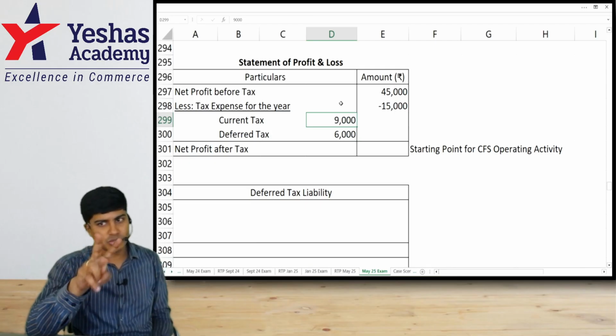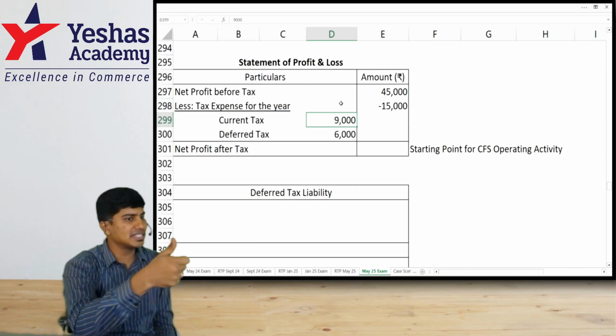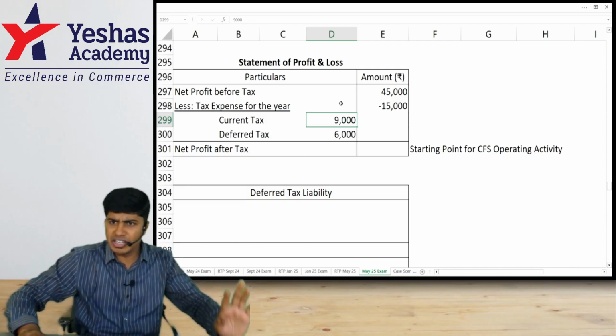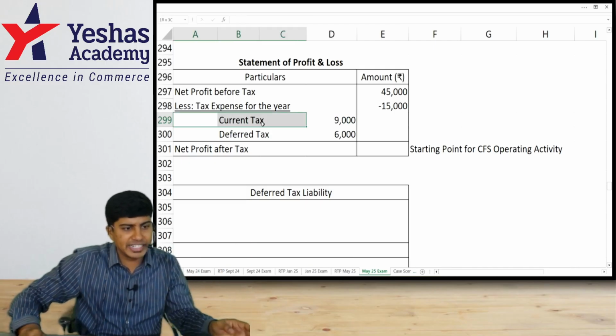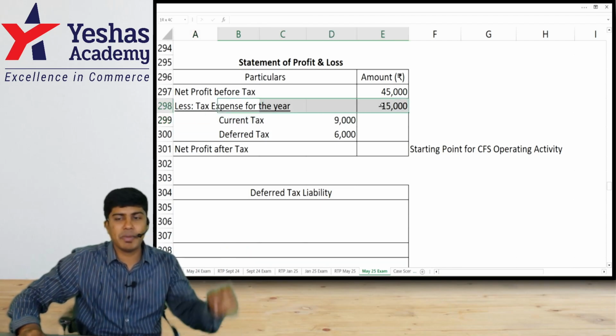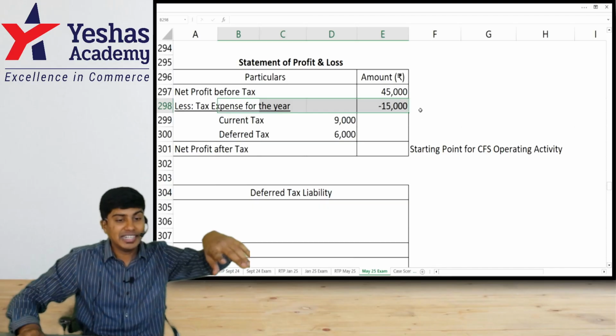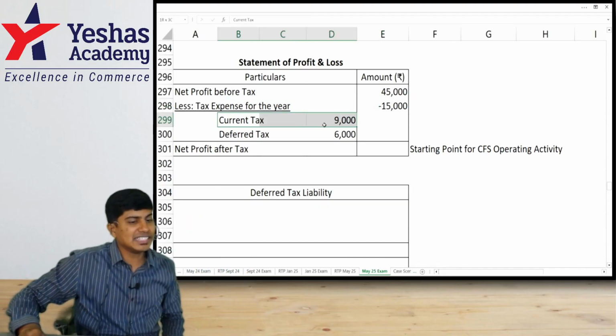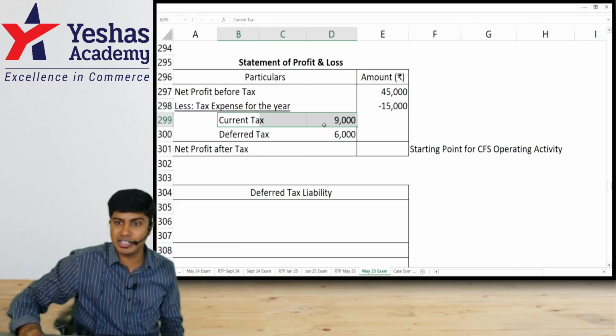See, there are two profits. One, profit as per Companies Act, Schedule 3 P&L format. Counting income. On that we compute tax. That will be current tax. Whereas tax expense is the expense as per counting profit. Current tax is the tax that is supposed to be paid on taxable income. Difference will become deferred tax, asset or liability.